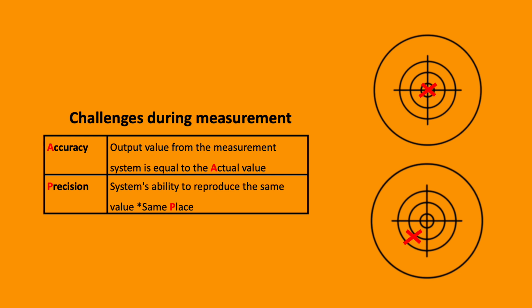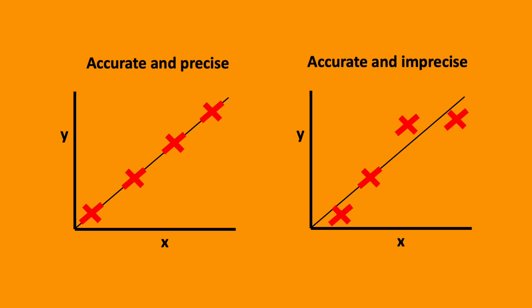A visual representation of both accuracy and precision on the dartboard is shown. Precision is represented by how close the darts are to each other, whilst accuracy is represented by how close the darts are to the bullseye. Now we can discuss both accuracy and precision. The graph on the left is accurate and precise, whilst the graph on the right is accurate but imprecise.